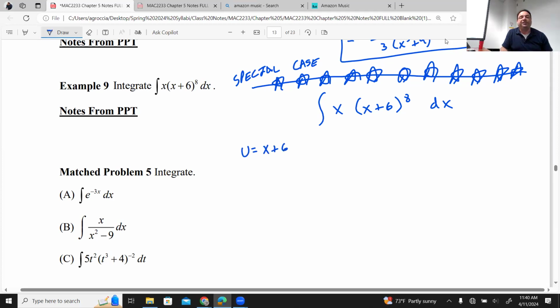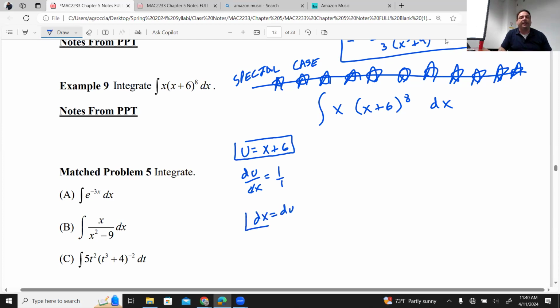Perfect. It's going to be x plus 6. Now, again, you can make u whatever you want, but the only one that's going to work is x plus 6. Then, let's keep going. du over dx. The derivative of 1x is 1. Derivative of 6 is 0. Cross multiply. You get dx equals du.